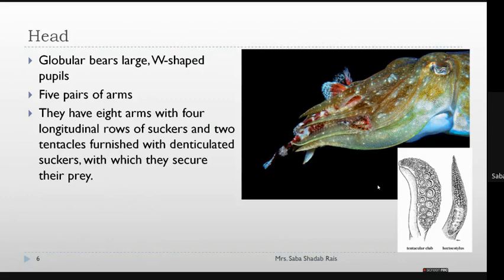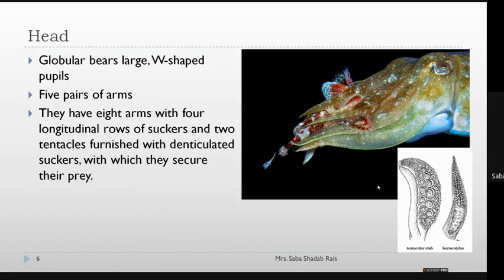When we talk about the sucker, the name itself suggests it is used for sucking, right? Suckers are used for attachment, and they also create a vacuum-like pressure. Because of that, they stick on the body of the prey and secure their prey in that way.